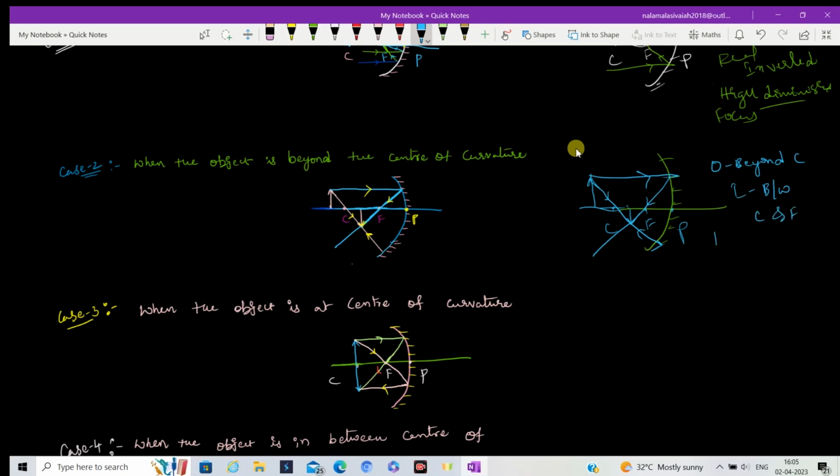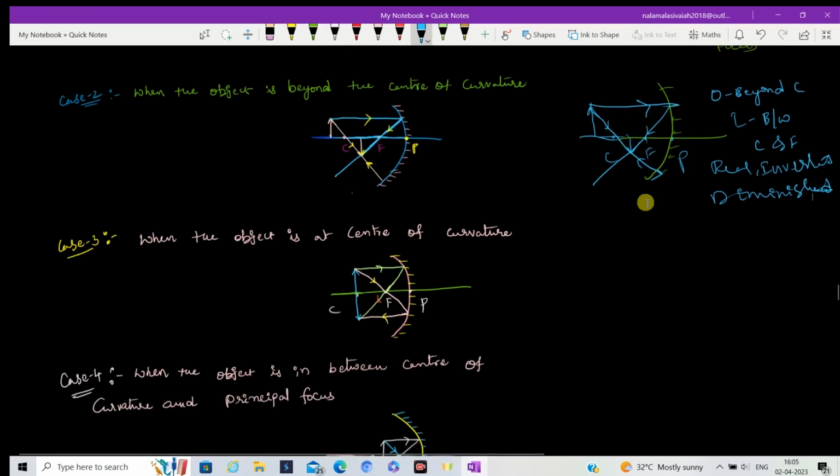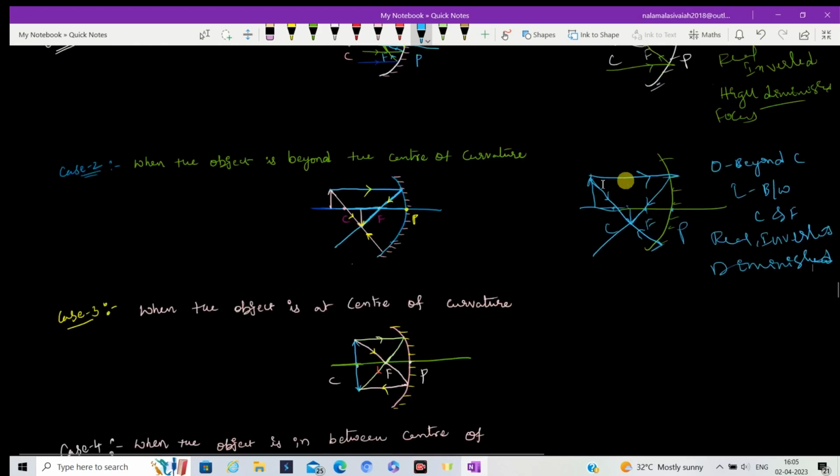What is the nature of the image? A real, inverted and diminished image is formed. Compared to the object, the image size is reduced, so decreased. That is about the second ray rule.